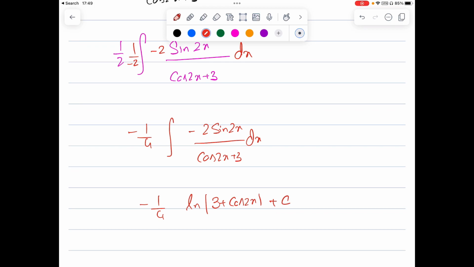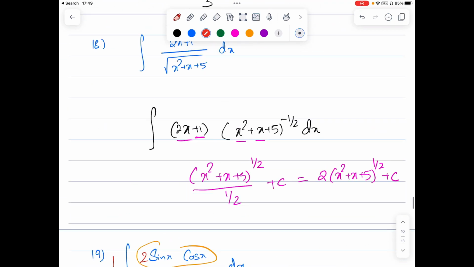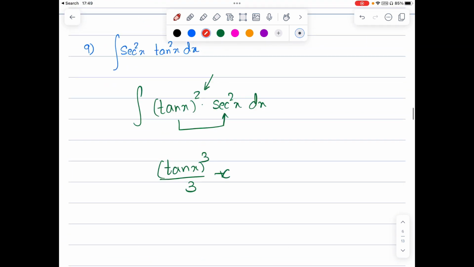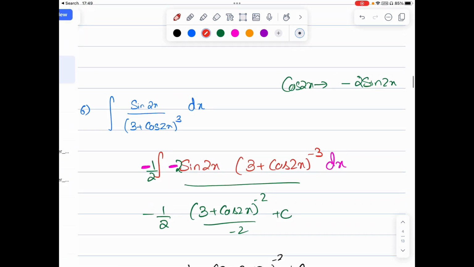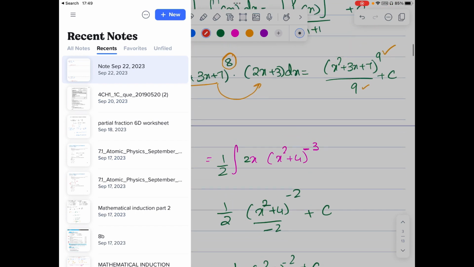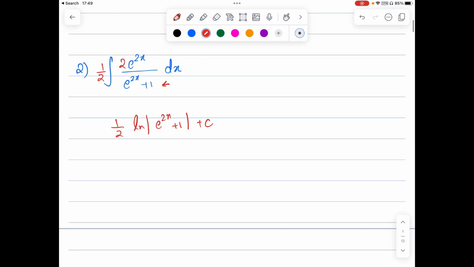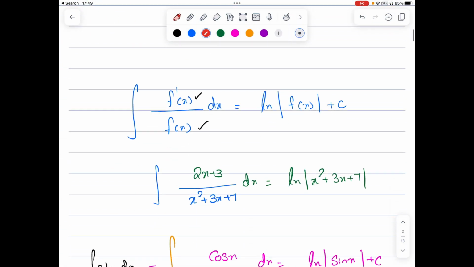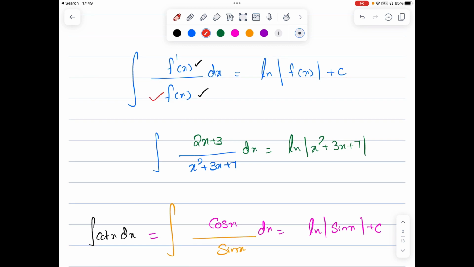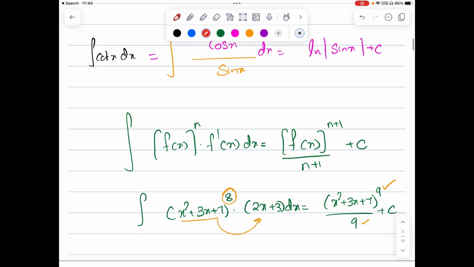So these are 20 questions based on two specific formulae. What are those two specific formulae? You need to revise them. Those are: integral where derivative of denominator is present in numerator, ln denominator. And if it is in numerator without n, if at all a function has its derivative, then hold that function to the power of n plus 1 upon n plus 1.